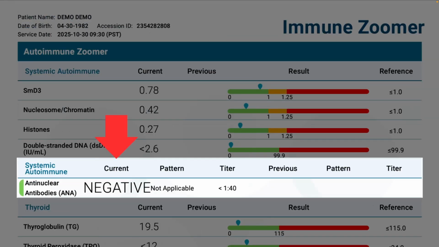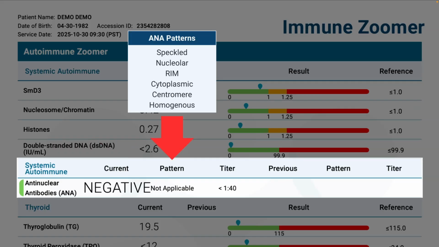ANA is reported as either negative or positive, and note that initially the sample is diluted to 1 to 40 for ANA testing. If the ANA result is positive, Vibrant dilutes further to 1 to 80, then 1 to 160, 1 to 320, 1 to 640, and 1 to 1280 for reflex testing. And if positive, the pattern will appear here, either speckled, nucleolar, rim, cytoplasmic, centromere, or homogeneous.